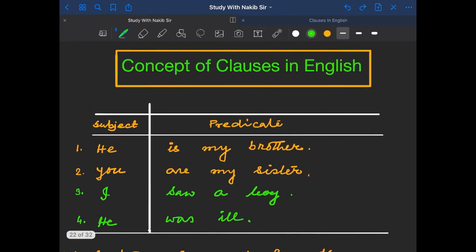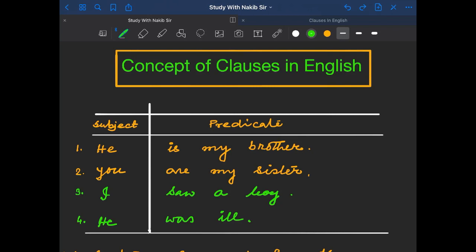But before entering the area of clauses in English, let us review our idea about a sentence, okay? Now see the following chart. The chart has 2 parts. One is subject and the other one is predicate. And the chart has 4 sentences. Number 1, he is my brother. Number 2, you are my sister. Number 3, I saw a boy. And number 4, he was ill.